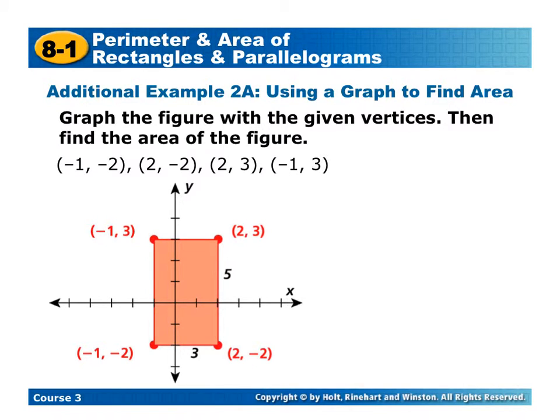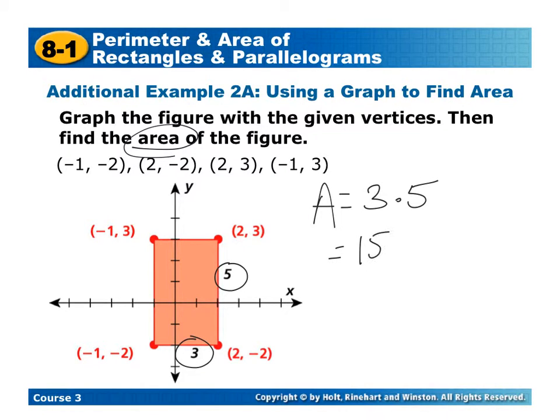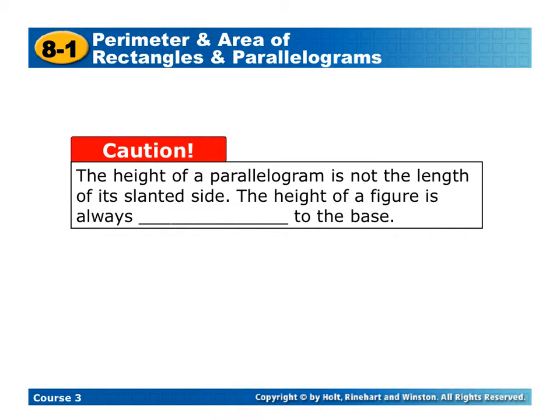Now we want to graph a figure with the given vertices and find the area of the figure. Now obviously the figure is graphed for us already, and you can see it makes a rectangle. So what I'm going to do is I'm just going to figure out the distance for the side and the base, which we also have. So we have 5 and 3, and we want to find the area. So here, area is just going to equal our base times our height, or 3 times 5, which is going to give us 15 units squared. So just a reminder again that the height of a parallelogram is not the length of the slanted side. The height of a figure is always perpendicular to the base.